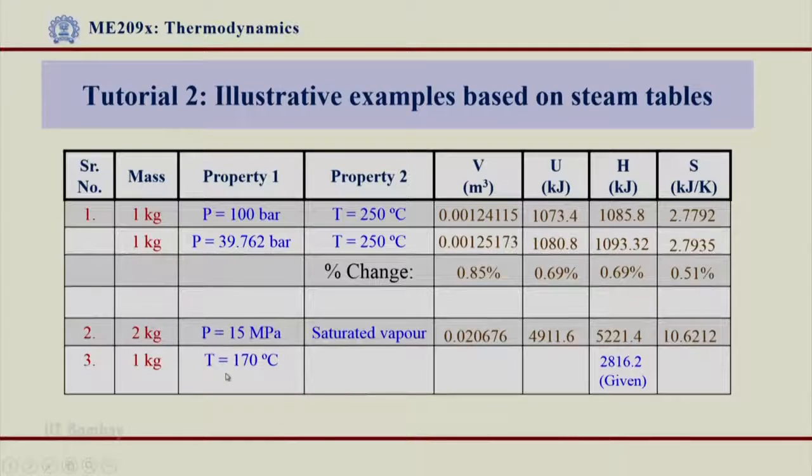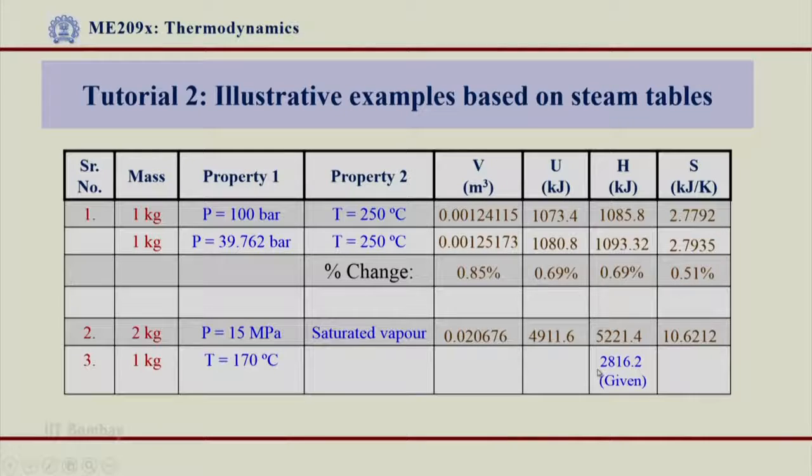This problem is a little tricky. What you have here are two conditions: T is equal to 170 degrees centigrade, that means temperature is given, and the second property that has been given is enthalpy, 2816.2. So these two values are given, and based on this I would like to find out all other properties, that means V, U and S. One can always find out pressure also from this.